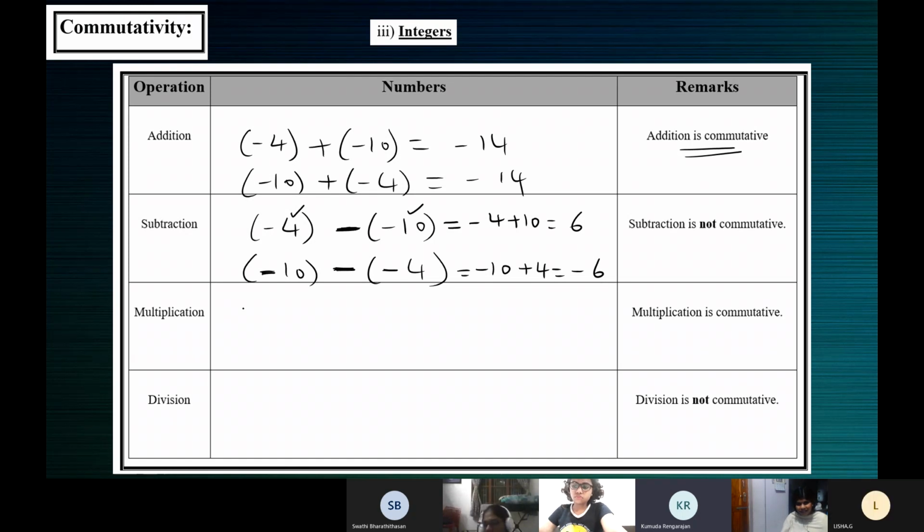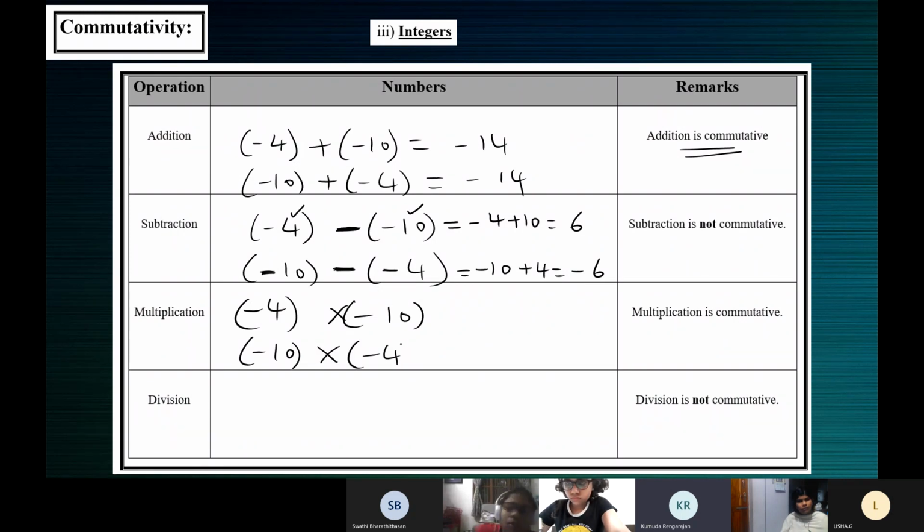I'll take the same two integers, -4 and -10, and I'll multiply them in different orders. And I'll check the result. I get plus 40 here. I get plus 40 here. The answer is the same. That means integers are commutative under multiplication, or multiplication is commutative.